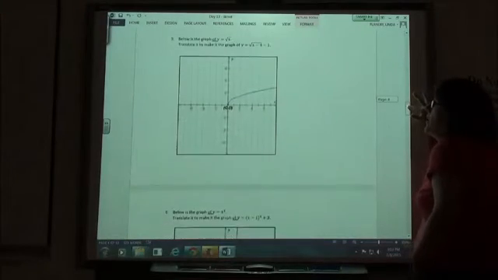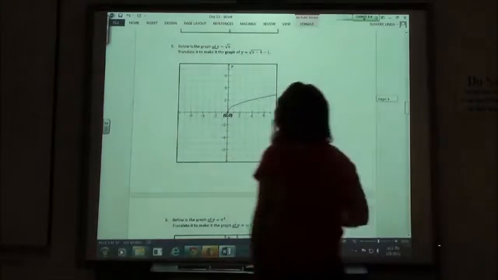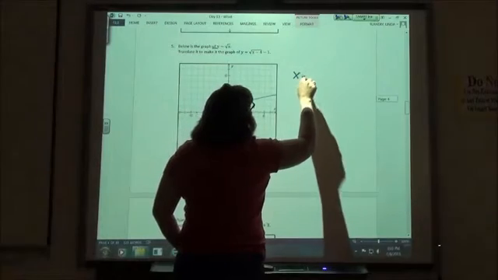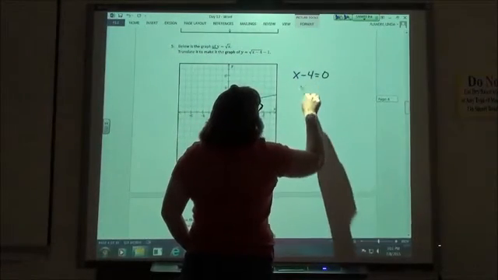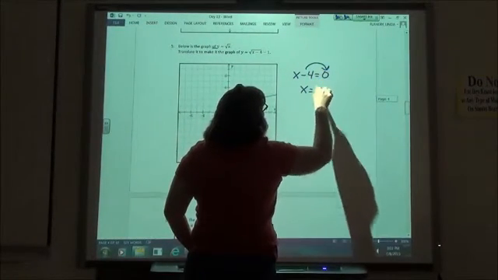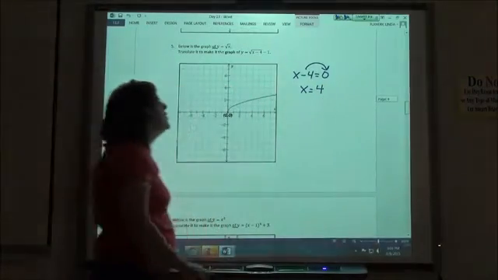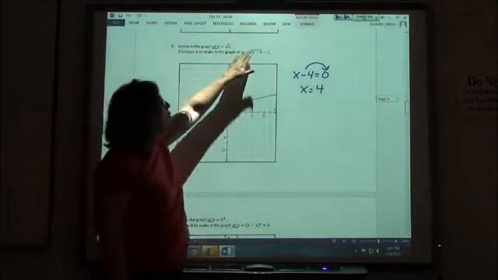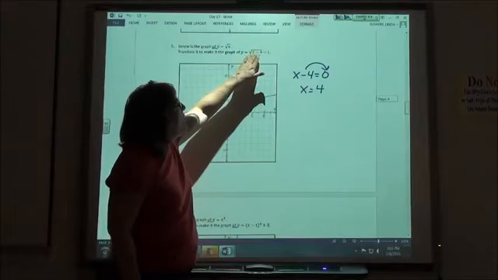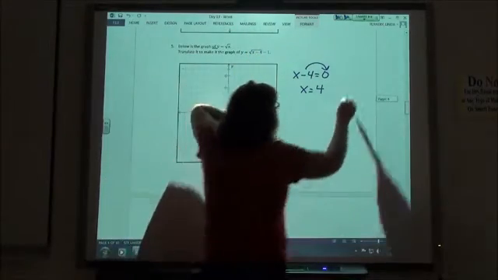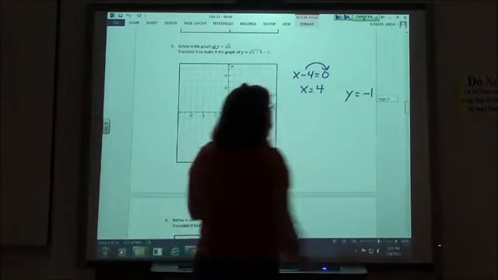So if I'm looking at number 5 and I'm looking at the translation, again, I have x minus 4 under my square root. So when I move that over, I'm going to plus the 4. X is going to equal 4 in order to make this 0. 4 minus 4 is 0, and then y is going to equal the end number minus 1.